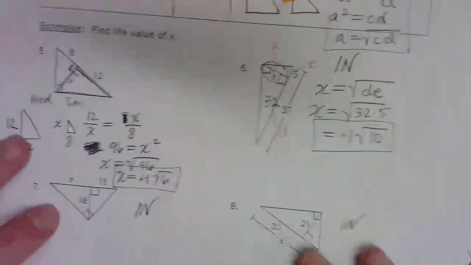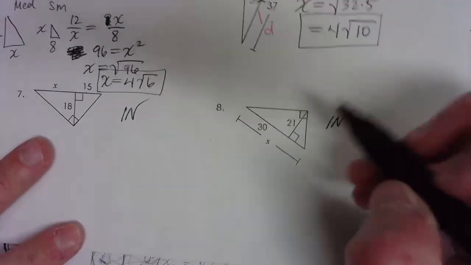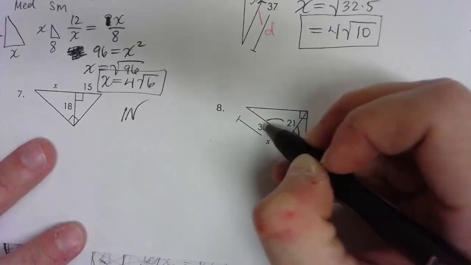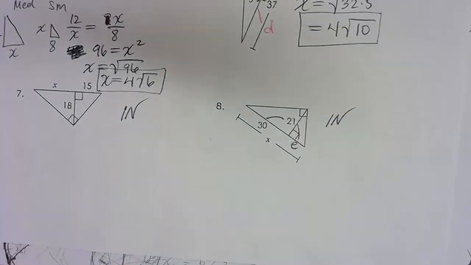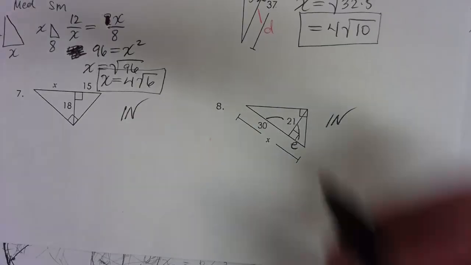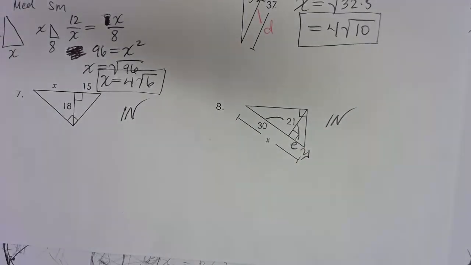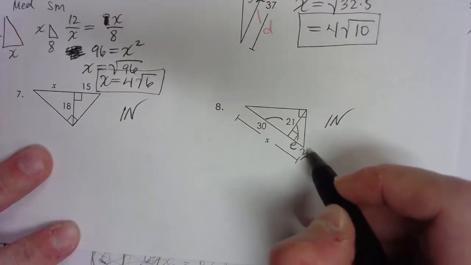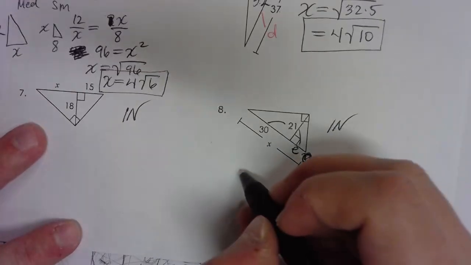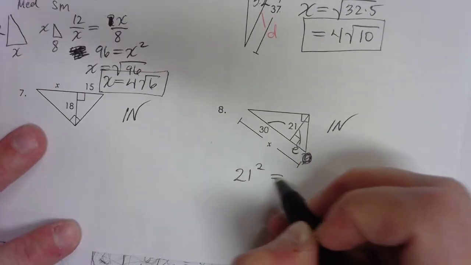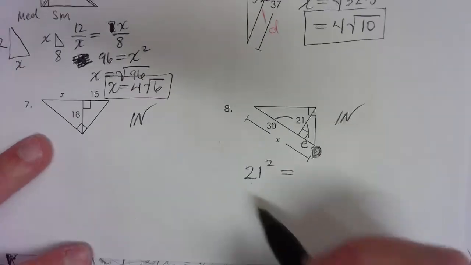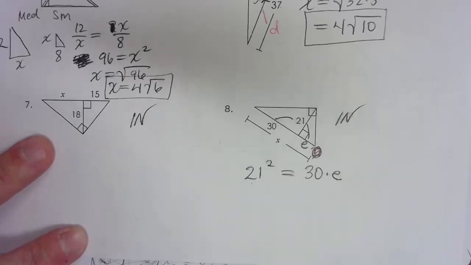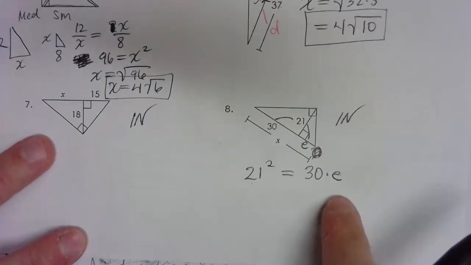So anyways, why I think number 8 is impossible. This is an inside problem, so we need to relate D and E. This is E. We know that 21 squared is going to be equal to, so the altitude squared is equal to 30 times E. And now I'm going to solve for E.